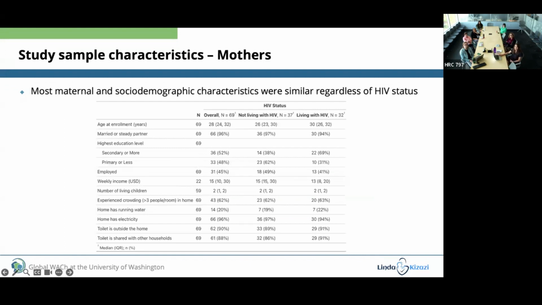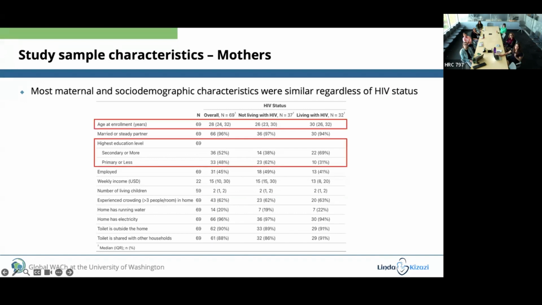For moms, this is mom sociodemographic information. There are not a lot of differences here either. And again, all of this is by design. We enrolled everybody from the same clinic, from the same small catchment area. There are very similar sociodemographic characteristics throughout the neighborhood, and that was intentional to try to minimize biases from these potential confounders.